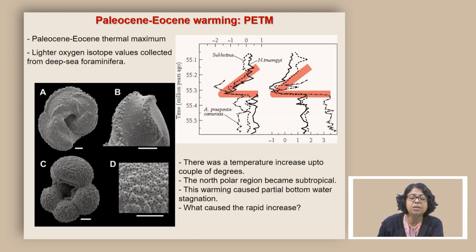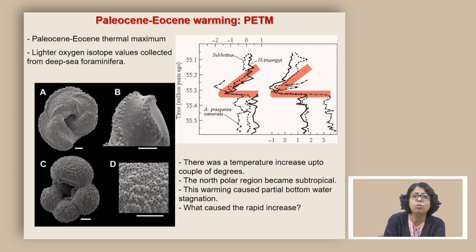So, Paleocene Eocene thermal maxima is one event in Cenozoic which shows a lighter oxygen isotope value collected from the deep water foraminifera, which indicates that it was a very high temperature. The temperature increase was up to a couple of degrees, and the North Pole region became almost subtropical. The warming caused partial bottom water stagnation, and therefore, we do not see a very nice circulation pattern, which has been recognized from other isotope signatures.